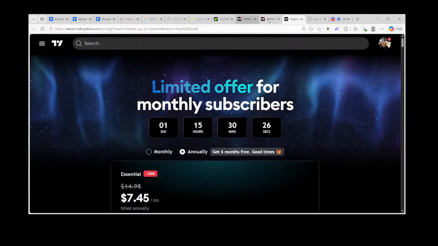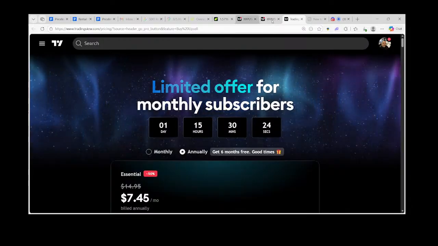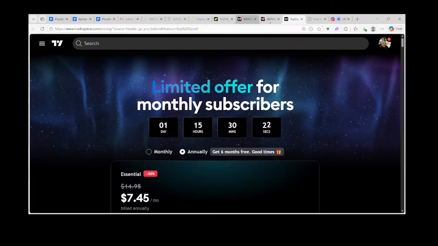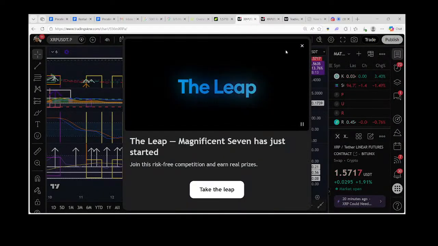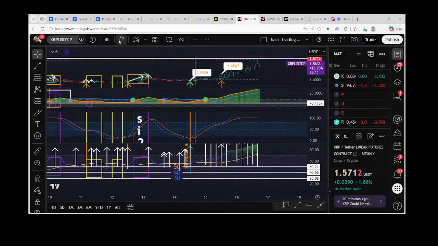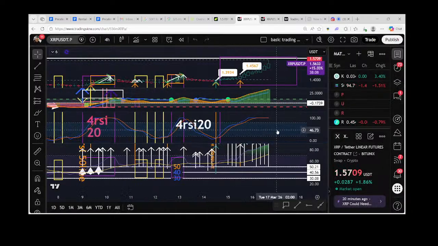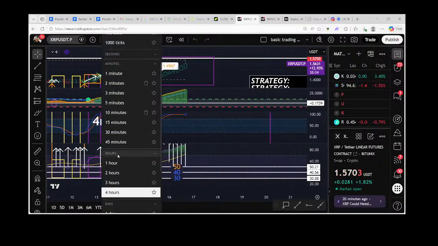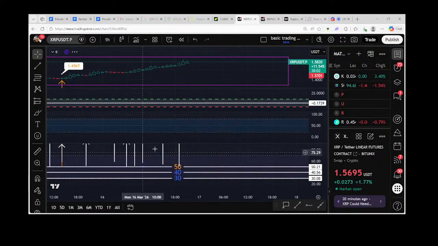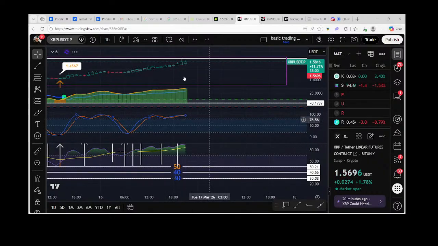Okay, that's my XRP. Let me see which one I got here. Alright, so that one's this, that one's that. Okay, I don't care about the leap. Alright, what I want to see here is real quickly. So I have my 4-hour, and I'm just checking on this pullback real quick, and my 1 hour. So we're pretty much exhausted on all that.